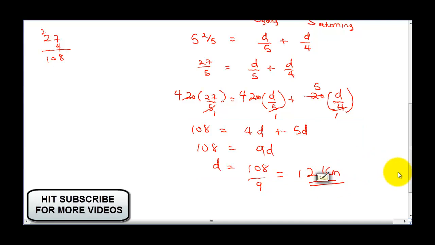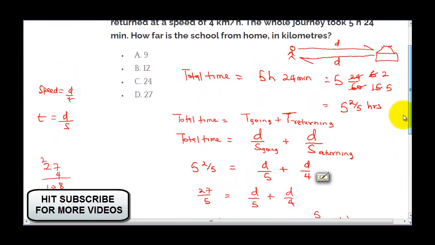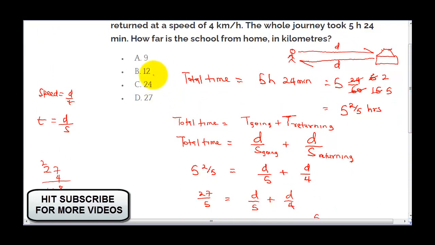Now, let's check whether our answer is correct. So we have our final answer to be what? B. So this is exactly how to solve questions on time, speed, and distance.